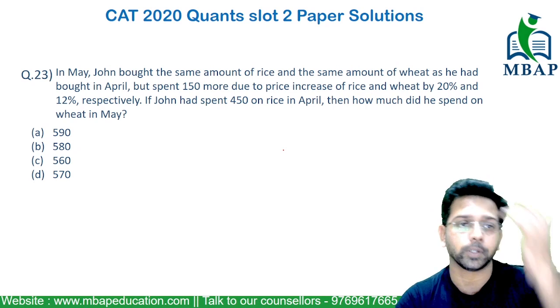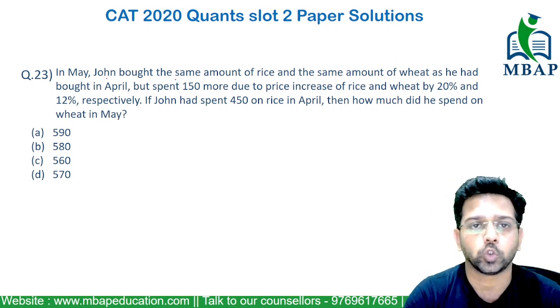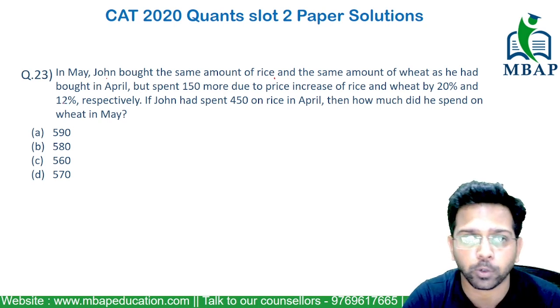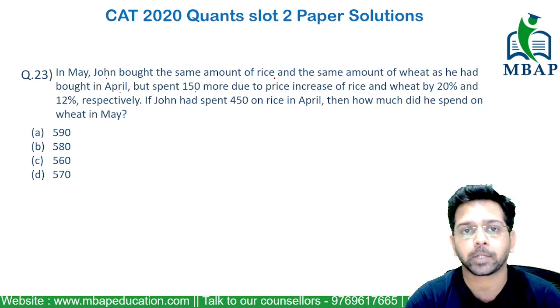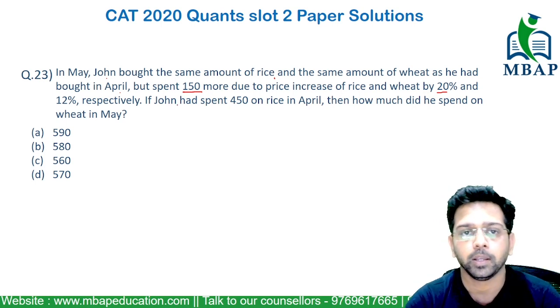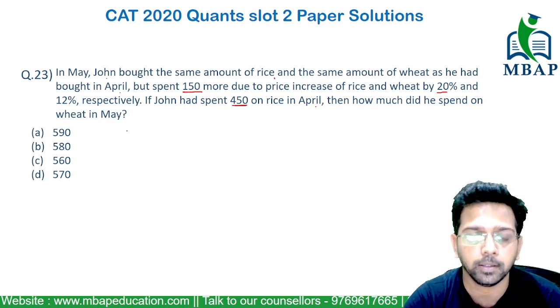Have a look at the next question. The question says, in May, John bought the same amount of rice and the same amount of wheat as he purchased in April, but spent 150 rupees more due to the price increase of 20% on rice and 12% on wheat respectively. If John spent 450 rupees on rice in April, what is the amount he spent on wheat in May?